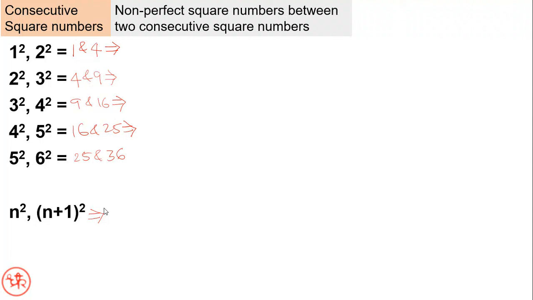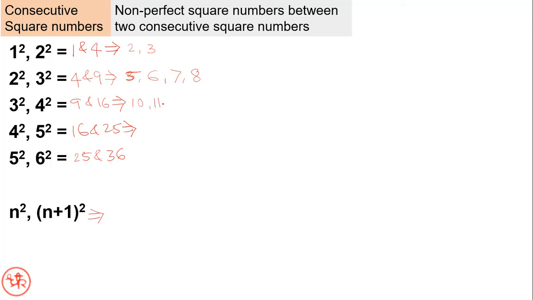Now, non-perfect square numbers: the numbers which are not perfect squares. Between two consecutive square numbers. So, 1 aur 4 ke beech mein aise kaun se number hai jo perfect square nahi hai? Kaun se hai? 2 and 3. Is that clear? Iske beech mein kaun se hai? 4 aur 9 ke beech mein? 5, 6, 7, 8. Is that clear?